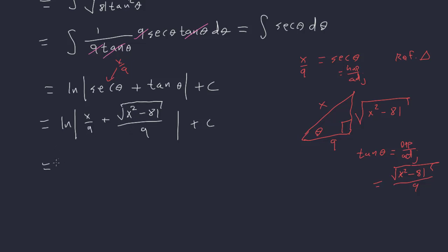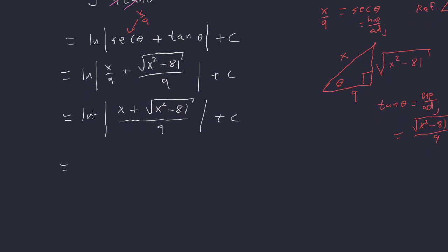this simplified. So what people tend to do here is, since the denominators are exactly the same, they'll do this. They'll say, okay, it's going to be x plus the square root of x squared minus 81 all over 9 plus c.